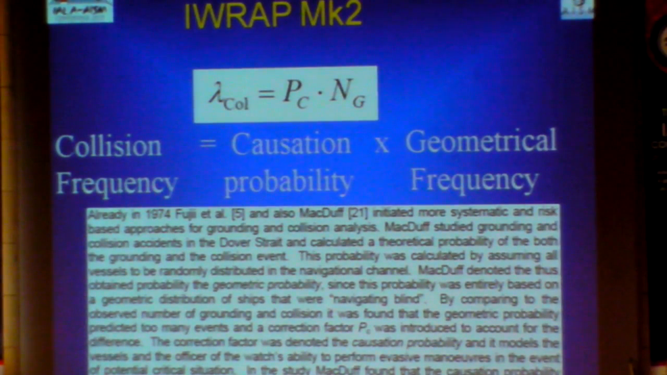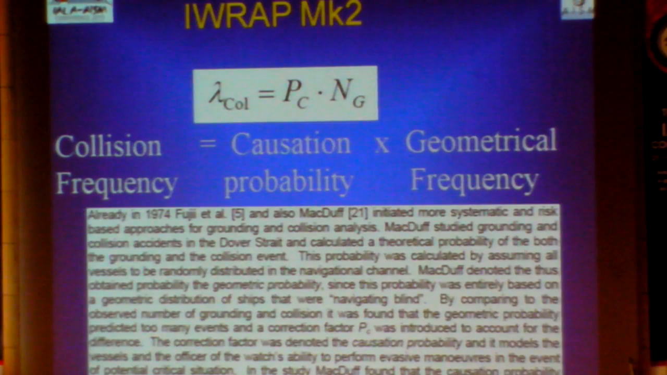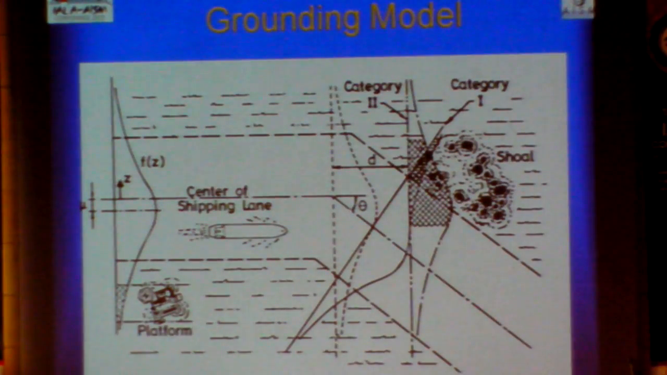So how do we do it? What we do first is to calculate or estimate a number of candidates, what we call a geometrical frequency for an incident. We multiply that then with what we call causation probability, ending up with collision frequency. So we have a number of possible incidents, collisions in this case. We multiply it by a factor, and end up with the collision frequency in case of collision. So, as an example here, you have traffic going this way. The traffic is distributed like this.